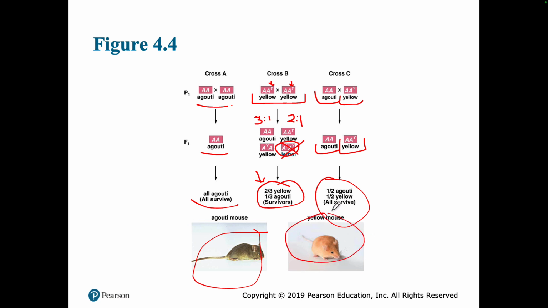So when you are starting to look at genes that are lethal, not just recessive, they could be dominant, but when you put 2 of them together, they're lethal, you get different ratios, especially when they're embryonic lethal.